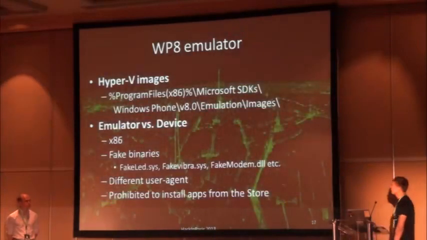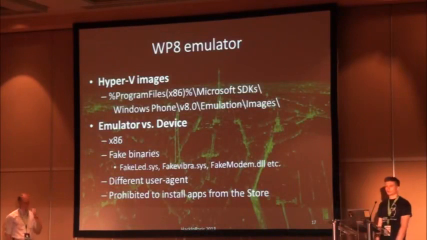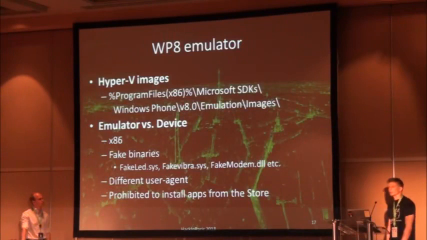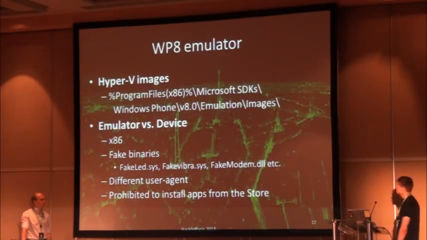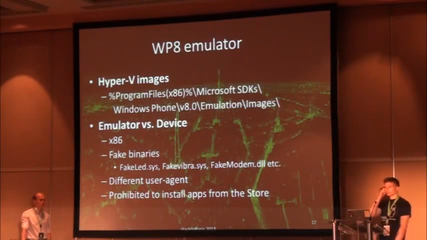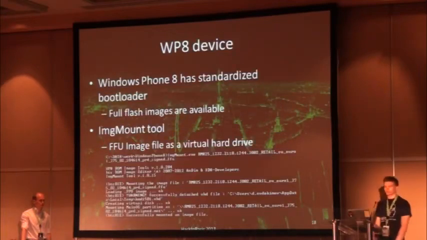The Windows Phone emulator is a virtual machine, and it uses the Windows Phone 8 Hyper-V image. This is a full image of the operating system compiled for x86 architecture. You can mount this image and explore it. The emulator works in the same way as a device. The main difference is that you can't install applications from the store.